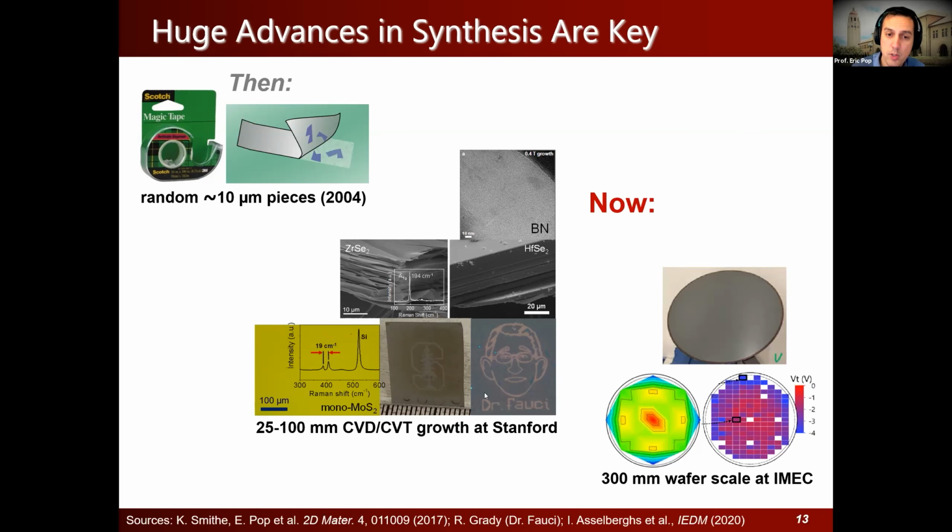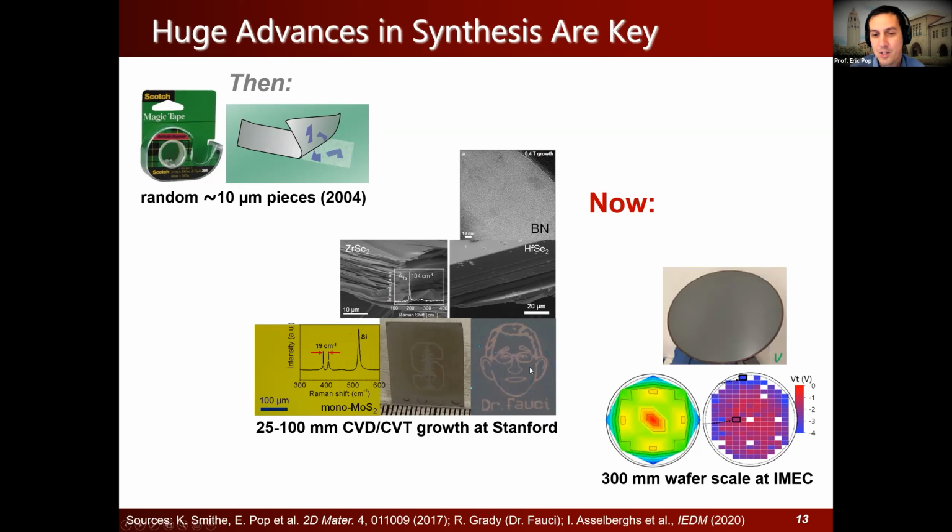And so here are some examples of the things that we grow: boron nitride, zirconium selenide, hafnium selenide, monolayer molybdenum disulfide. We etch the obligatory Stanford logo. This is about 2 centimeters by 2 centimeters, maybe a little bit smaller than that. And this is one of my students recently etching the face of Dr. Anthony Fauci, who is the lead of the anti-COVID response in the US, which I don't think Anthony Fauci knows about, but he's too busy fighting COVID anyway.